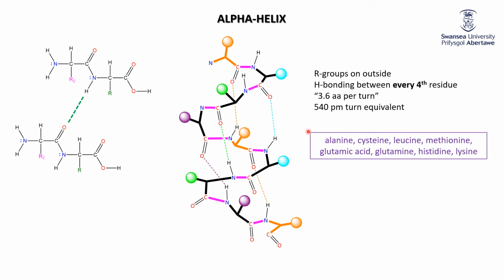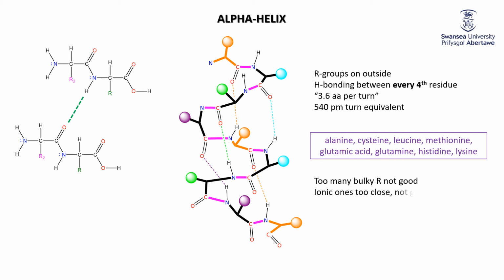By and large, alanine, cysteine, leucine, methionine, glutamic acid, glutamine, histidine and lysine are more likely to be part of alpha helices than they are other types of secondary structure. And what one also finds is that if there are too many bulky R groups in an alpha helix, it's not good. They get in the way of each other, okay? And if you match these up, these are by and large the smaller of the amino acids. Obviously glycine, the smallest, isn't there, but they are the smaller of the amino acids.